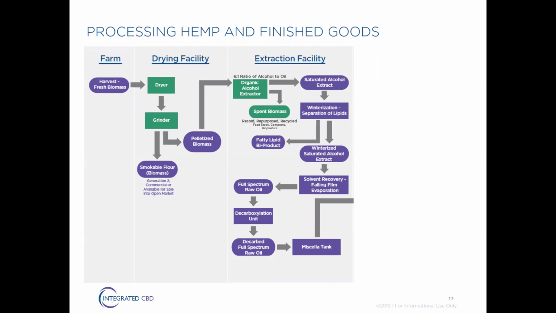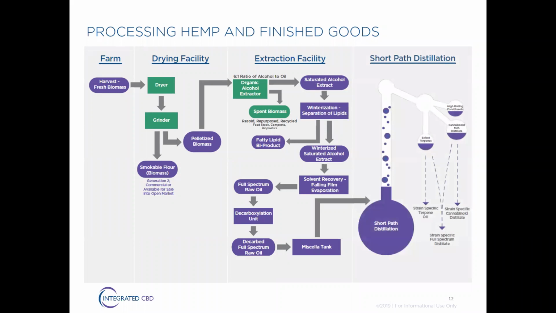This raw oil is then subjected to the process of decarboxylation. Decarboxylation of this raw oil allows us to subject the oil further downstream into a micellar tank where the residual 5% remaining alcohol is removed. Finally, we now have a raw oil ready for short path distillation.